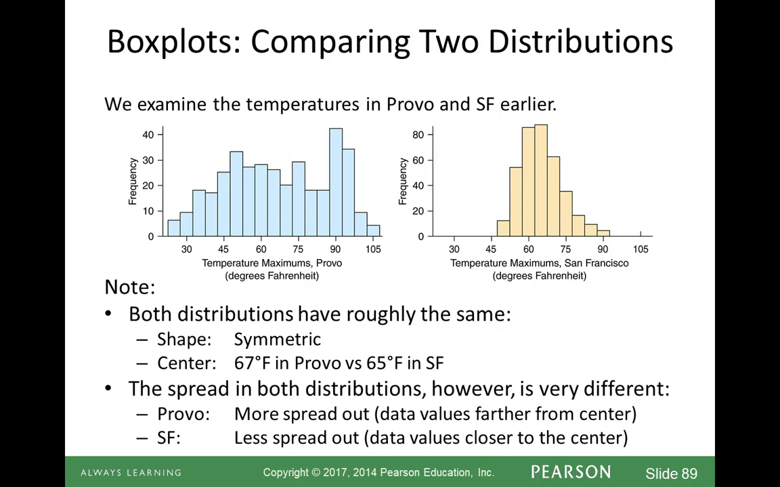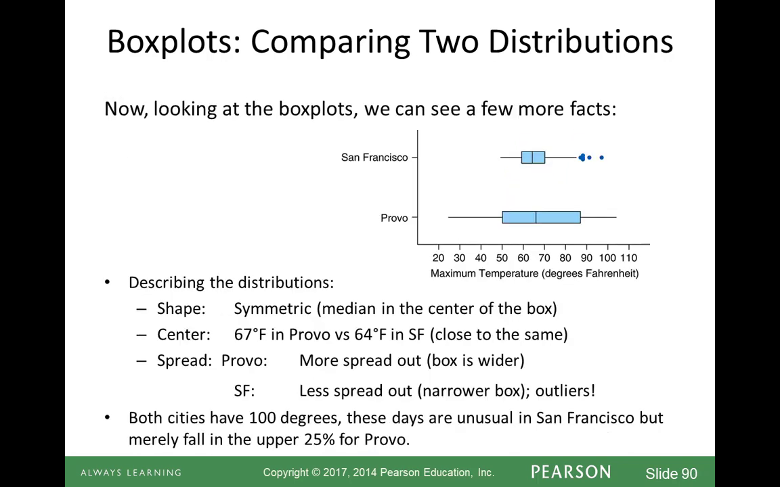So let's look at comparing two distributions. We've got San Francisco and Provo, Utah. Note that they say both distributions are roughly symmetric. And we see what the mean is in Provo and in San Francisco. But their spread is very different. And here we go. We have the box plots side by side.